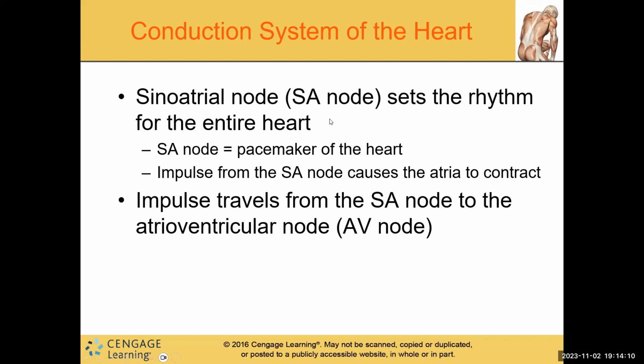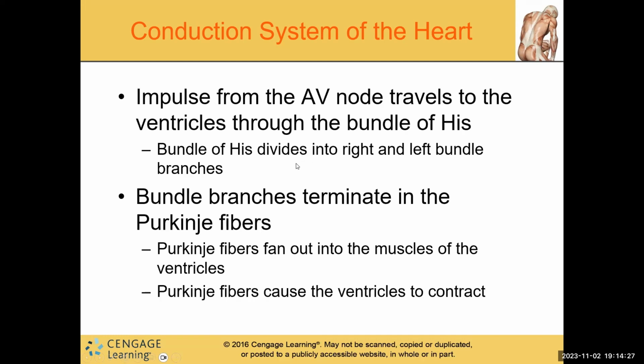So again, the SA node sets the rhythm. The SA node causes the atria to contract. It also sends an impulse to the AV node, and the AV node now goes through the bundle of His, and then through the Purkinje fibers that go throughout the ventricles, and that will pump the ventricles. So the atria pump, the ventricles pump. They alternate.